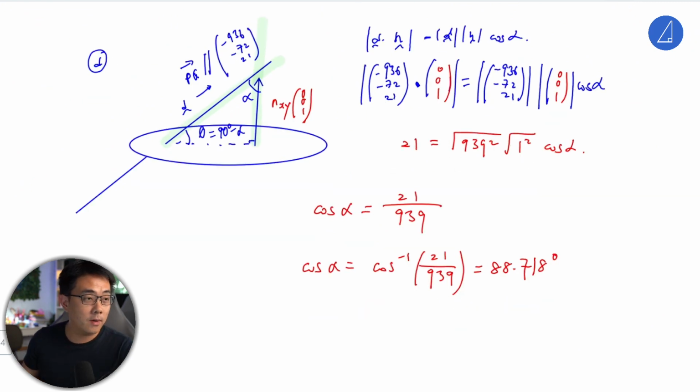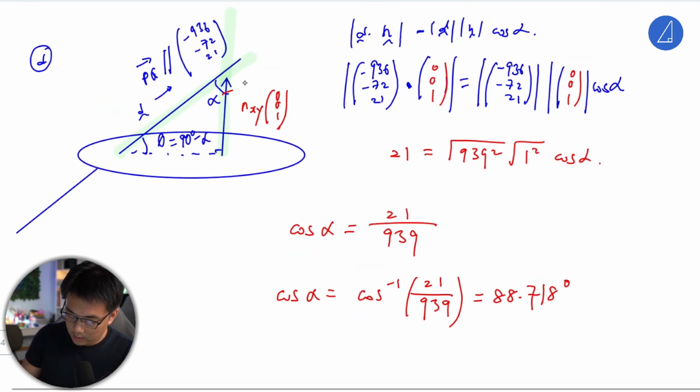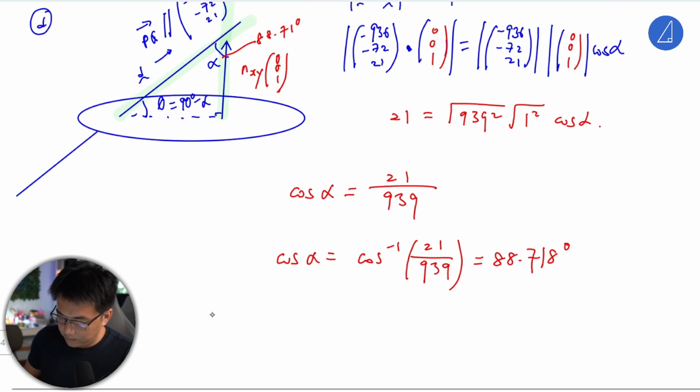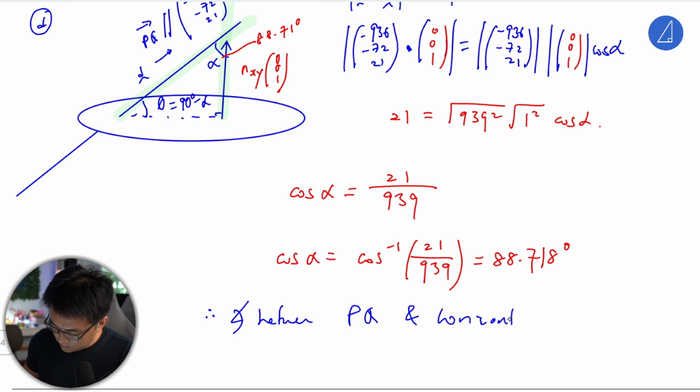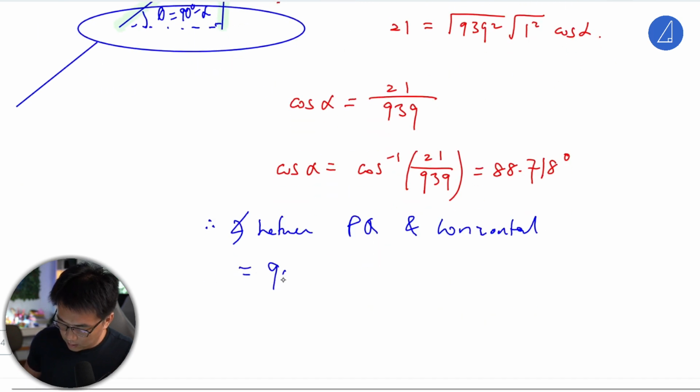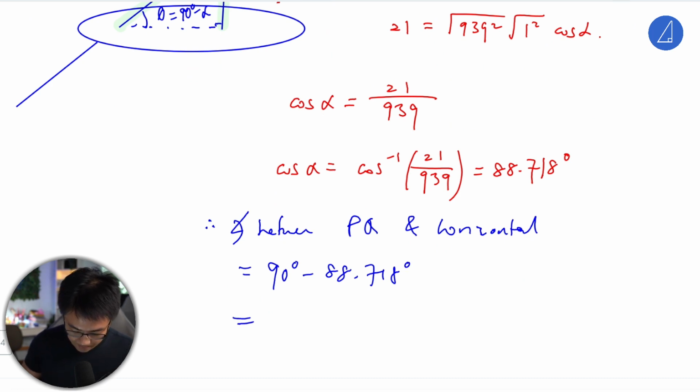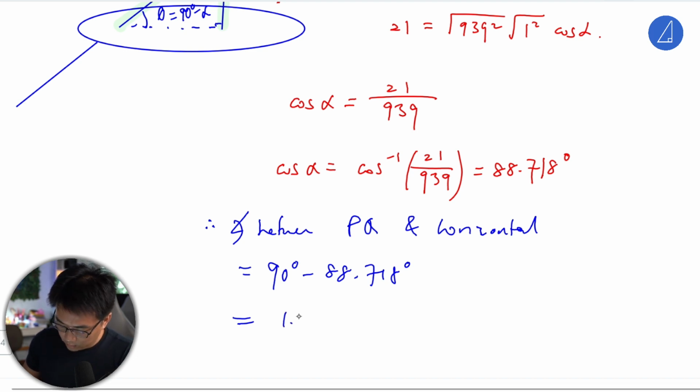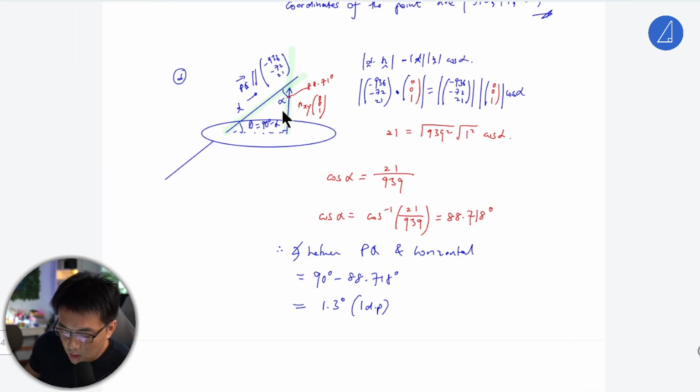There you go. So we have this alpha here. This will correspond to 88.71 degrees. So hence, the angle between PQ and horizontal is equal to 90 minus 88.71 degrees. That will be 90 minus the answer, that will be 1.31 degrees. Remember that because you dot product, you get the angle above.